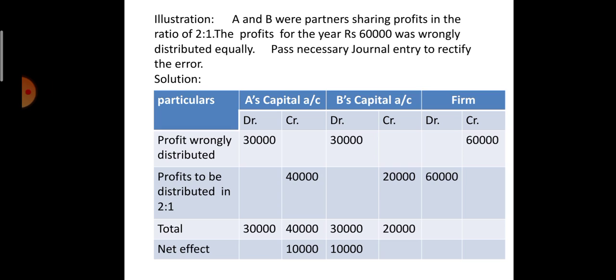Now see how many partners are there. There are two partners, A and B, and their profit sharing ratio is 2:1. The profit for the year was 60,000, which was wrongly distributed equally. Instead of distributing in the ratio of 2:1, they distributed equally. So what we are going to do? First, we will take back the wrongly distributed profits in the wrong ratio. Like 60,000 was distributed equally.